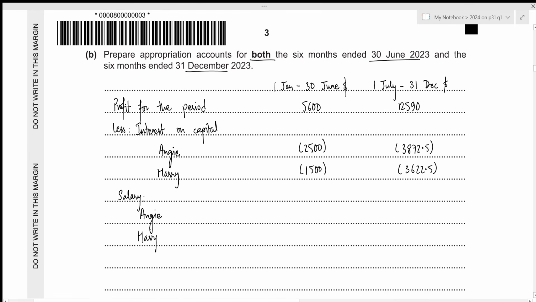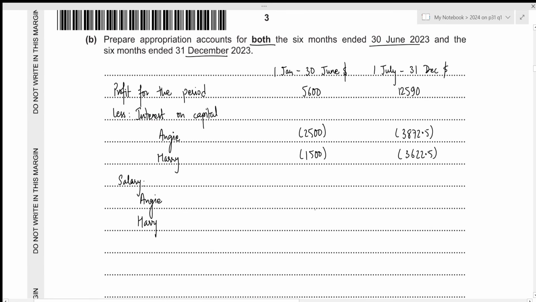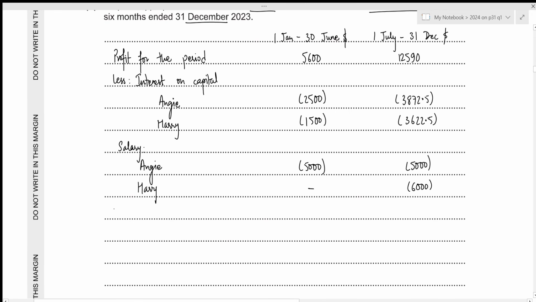Remember, Angie was getting 10,000 per annum since the beginning. So for the first 6 months, that will be 5,000. For the second 6 months, that will again be 5,000. Harry did not receive any salary based on the old partnership agreement, but based on the new partnership agreement, he was to receive 12,000 per annum. That will be 6,000 for the 6 months. Now we can calculate our residual profit or loss.